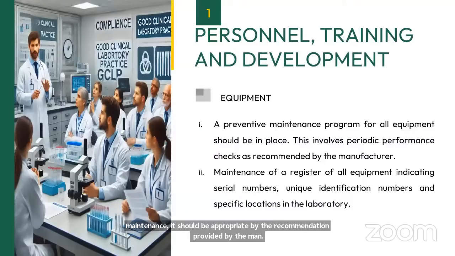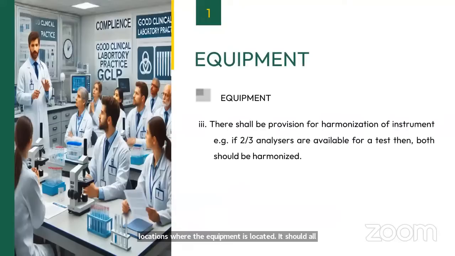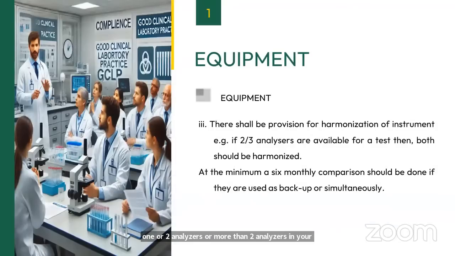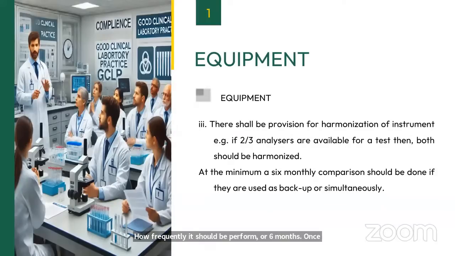You should maintain a register where the serial numbers of the equipment, unique identification numbers, and locations where the equipment is located should all be recorded in your equipment register. There shall be a provision of harmonization of the equipment. So if you are using 2 or 3 analyzers for the same test, like analyzers for glucose estimation, and you have more than 2 analyzers in your laboratory, then you should perform appropriate harmonization. How frequently should it be performed? Minimum of 6 months. Once in 6 months, the comparison of the samples between the 2 analyzers must be performed.